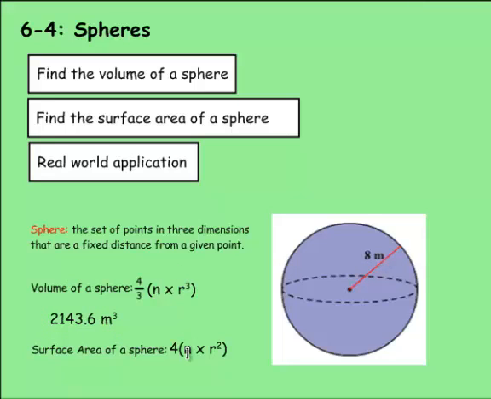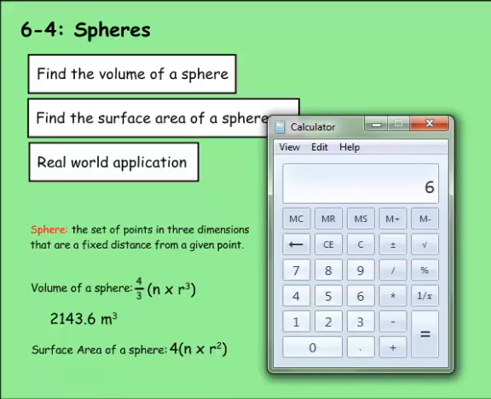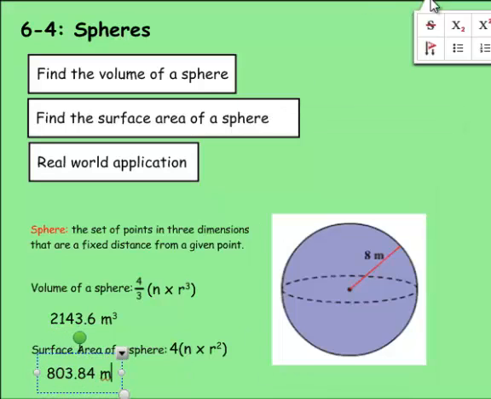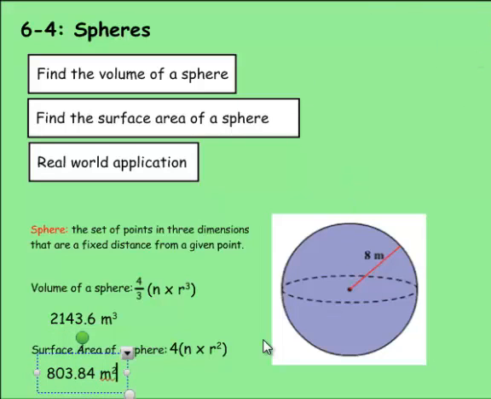If we're going to do the surface area, we would square that 8, so 64 times 3.14, 200.96, and then multiply that times 4, 803.84. That would be meters squared in that case, because surface area is a square measurement. Now that we know both formulas, let's give it a shot.